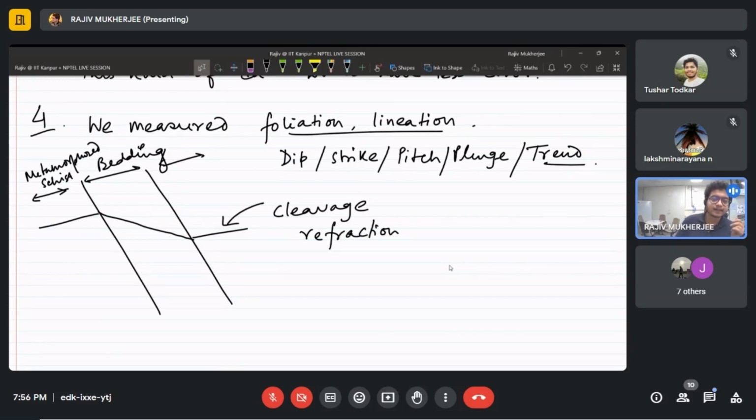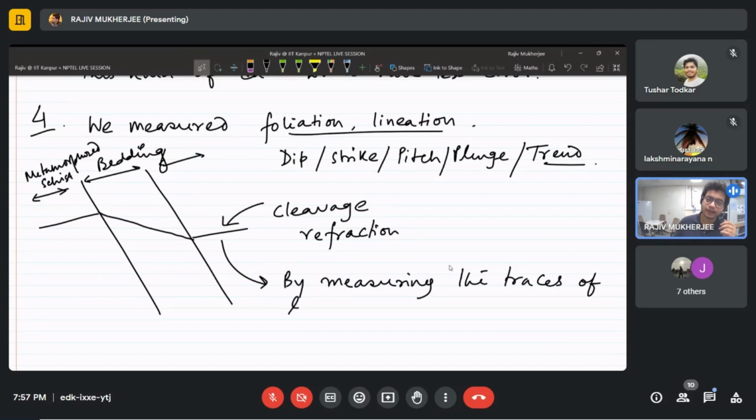Now these are intersecting lineations, and by measuring the traces of lineation, sorry, foliation, we get a linear data, right?